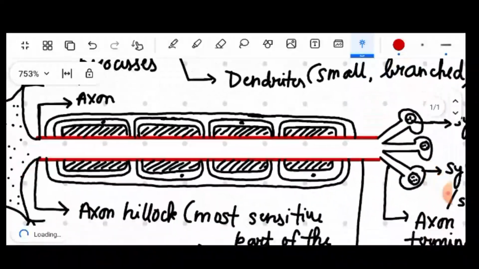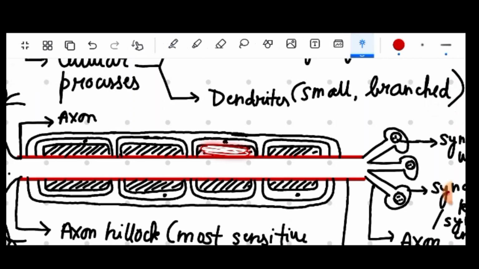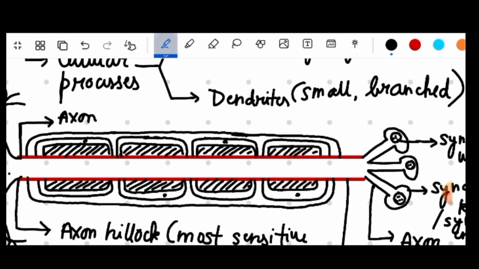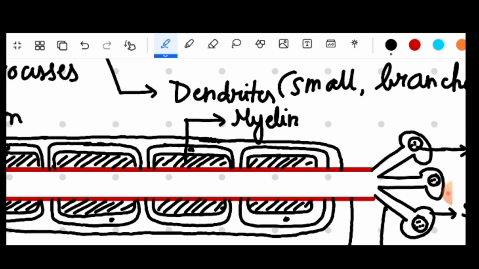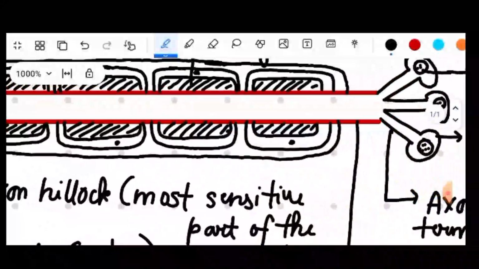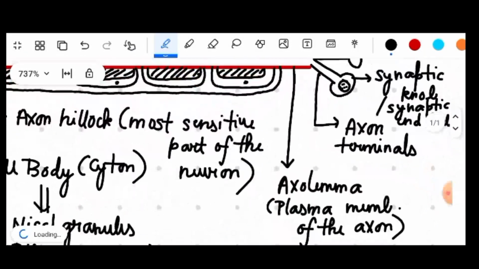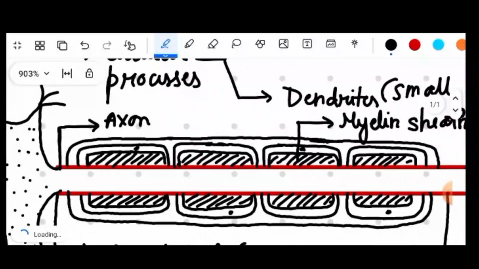Now, which is the myelin sheath? This is the myelin sheath. These are the myelin sheaths. See, this is the myelin sheath. So the myelin sheath is the insulated part of the neuron that doesn't allow transmission of ions in and out of the neuron. And these are the Schwann cells. I'm showing you. We have a lack of space actually. These are the Schwann cells.